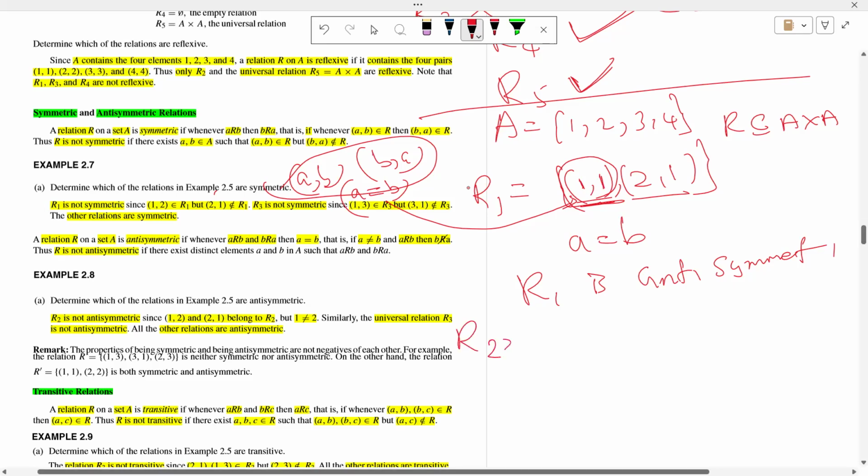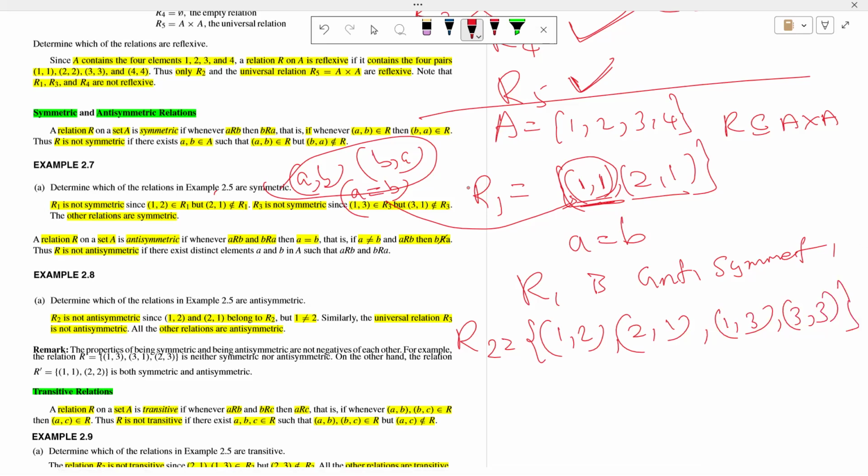Now I'm writing another relation. 1 comma 2, right? 2 comma 1, right? 1 comma 3, 3 comma 3, right? Now what do you think? Whether it's antisymmetric or not antisymmetric? Hmm? What do you think? Tell me about R2.